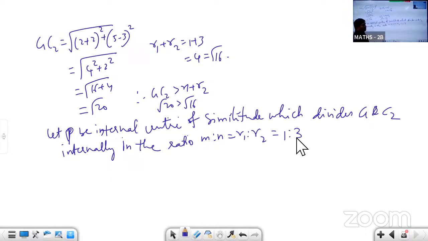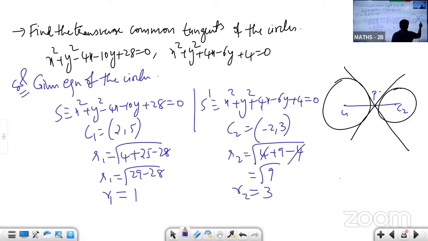Yesterday, in direct common tangents, we did the external center of similitude, and that P divides C1C2 externally in direct common tangents. And for transverse common tangents, internally. I showed you the figure also just now, right? So this one, yesterday we did this part. So this was your external center of similitude, okay?